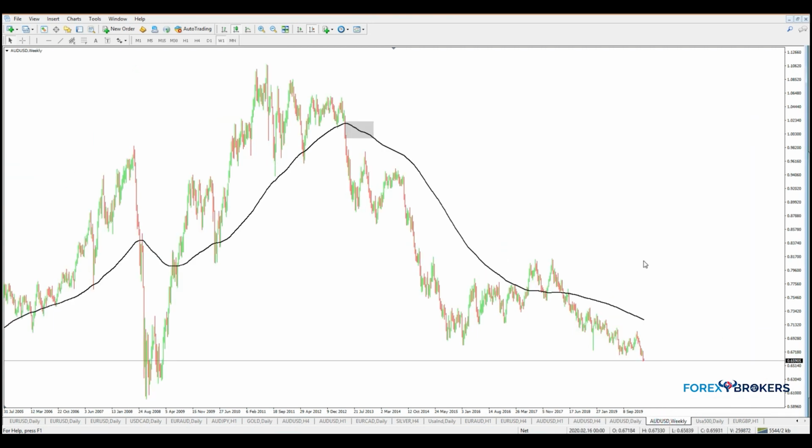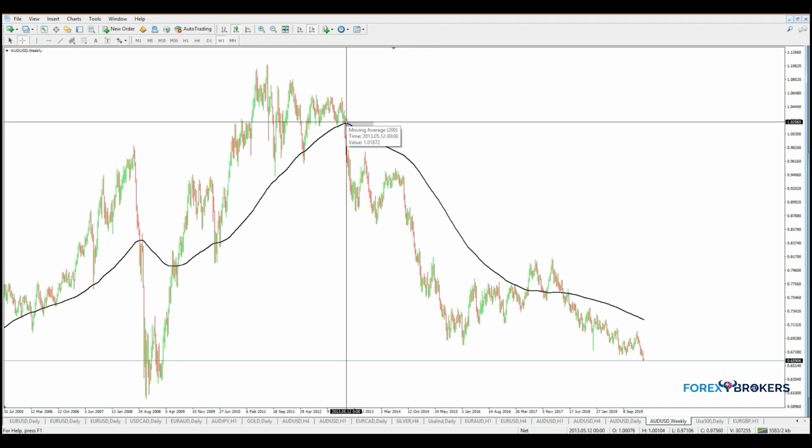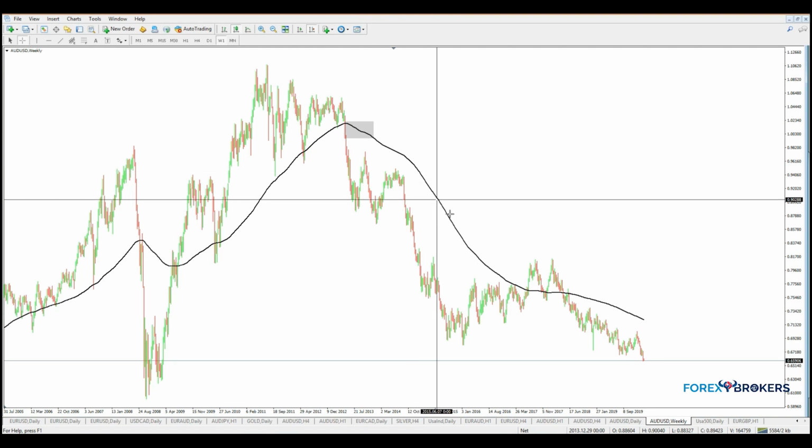Last but not least, on the weekly time frame, we see a very bearish situation on the Australian dollar, US dollar, and actually this one is valid since the Australian dollar, US dollar broke below parity in 2013. Since then the moving average never looked back.